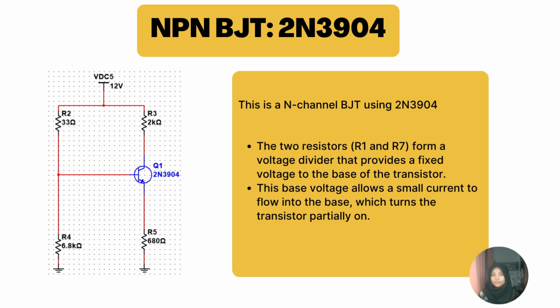The two resistors R1 and R7 form a voltage divider that provides a fixed voltage to the base of the transistor. This base voltage allows a small current to flow into the base, which turns the transistor partially on.